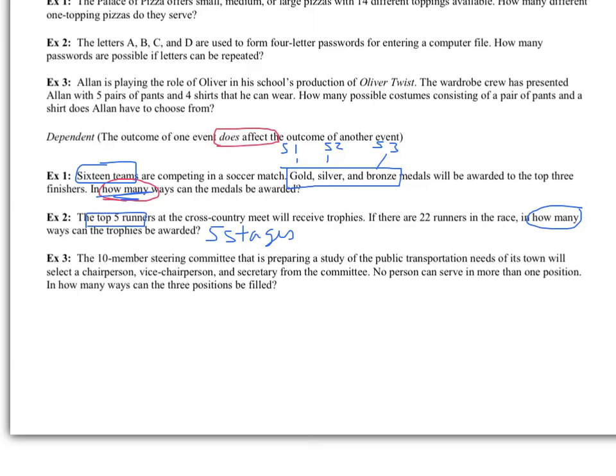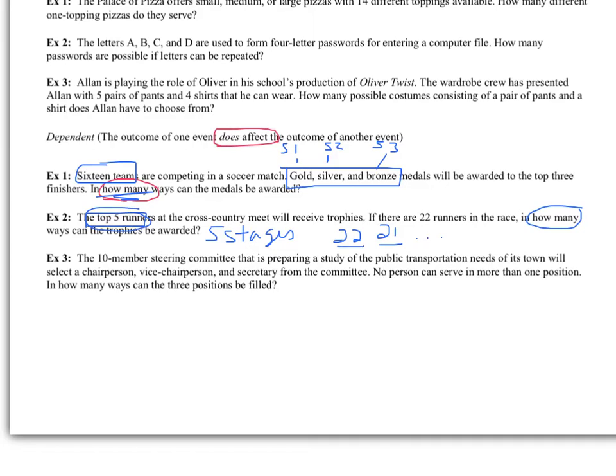The question is how many runners are eligible at each stage. So the first place would be 22 people are available to get first place. But second place, so that's stage 1, stage 2 would be, well, if 1 person's been placed into the top spot, you'd have only 21 left. And you'd continue down until you've used up 5 stages.